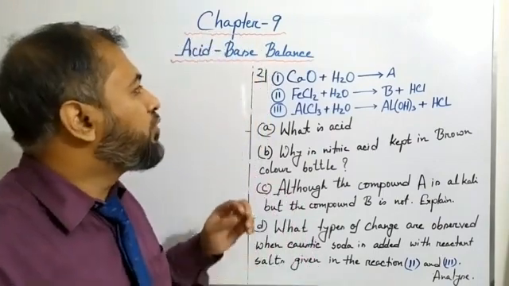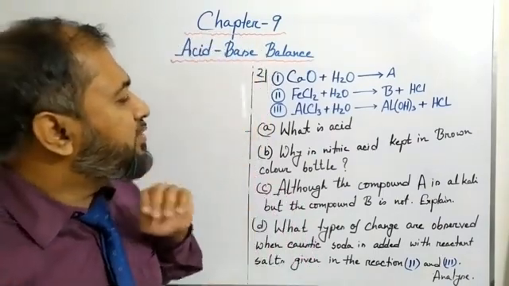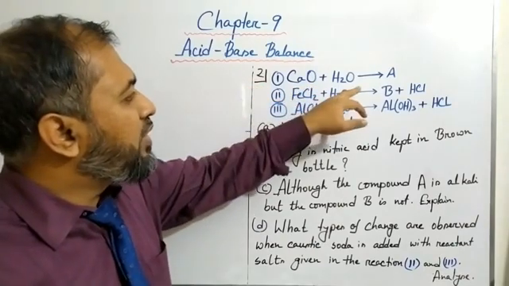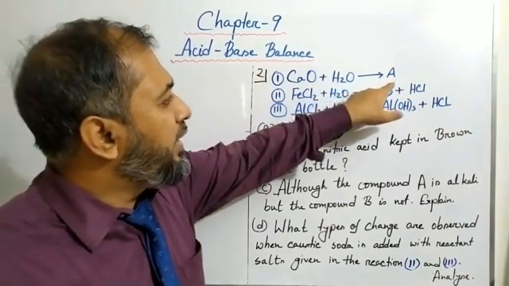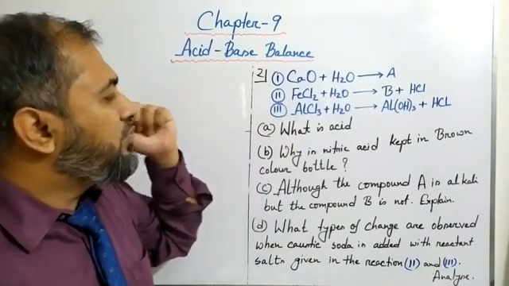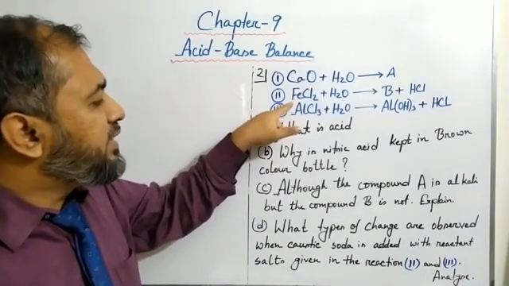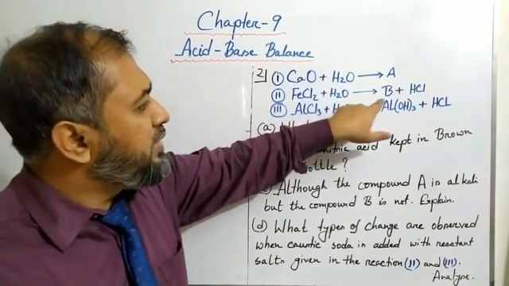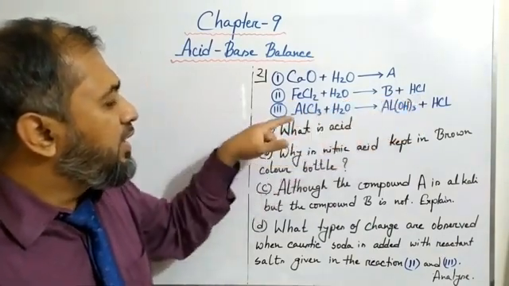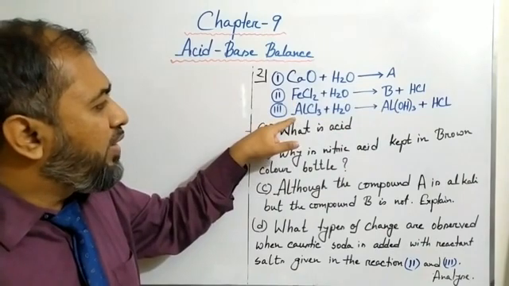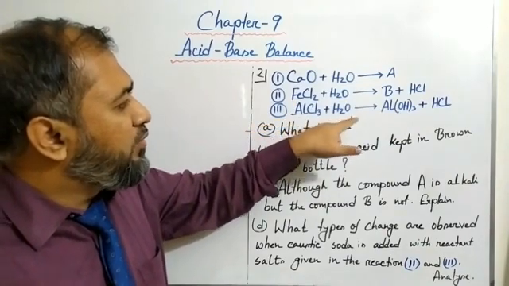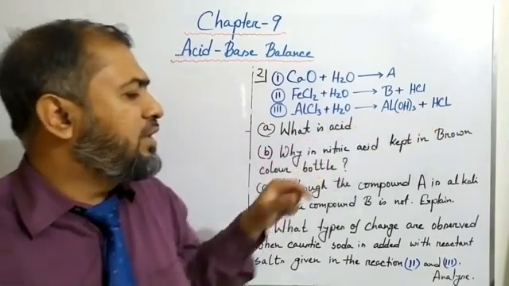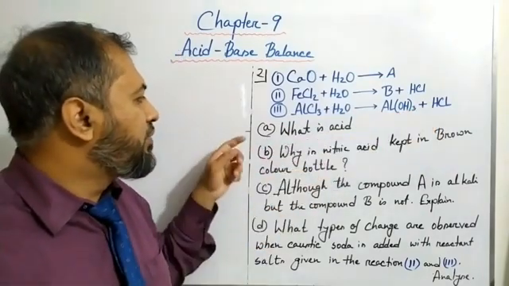Creative question 2. You can see some reactions are provided. The first reaction, calcium oxide reacts with water and produces A, which is not mentioned. In the second case, ferrous chloride reacts with water molecule and produces B and hydrochloric acid. And third one, aluminum chloride reacts with water and produces aluminum hydroxide and hydrochloric acid.